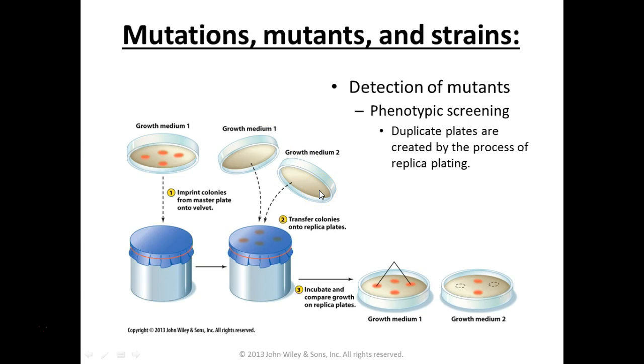So then you can compare. But you're always going to stamp an original one where everybody grows. Usually they have a line on these plates, so you match it up and make sure you know the orientation. This is where patch plating is a little bit better, where they use a grid on the bottom of the plate, and so they put the colonies in a specific grid on the plate so they can keep track of who's where on each plate.